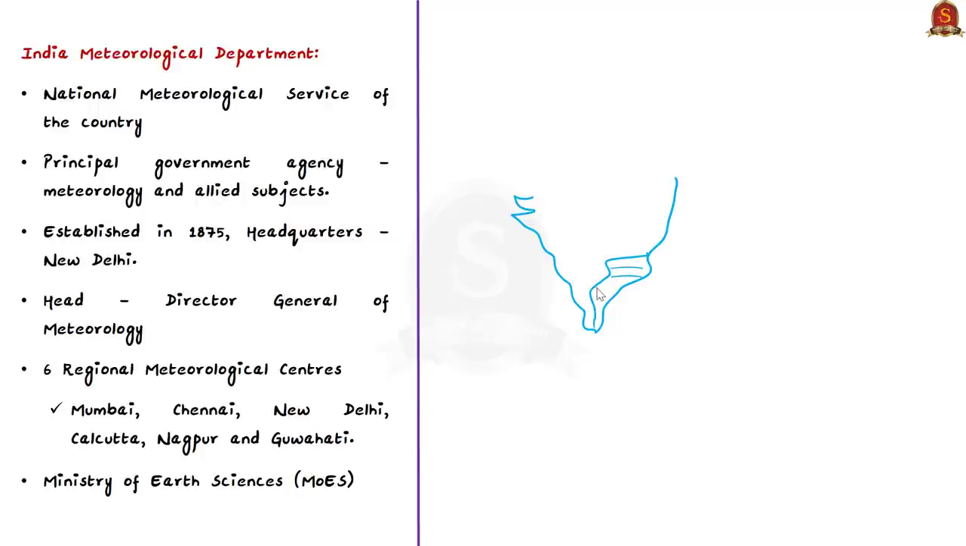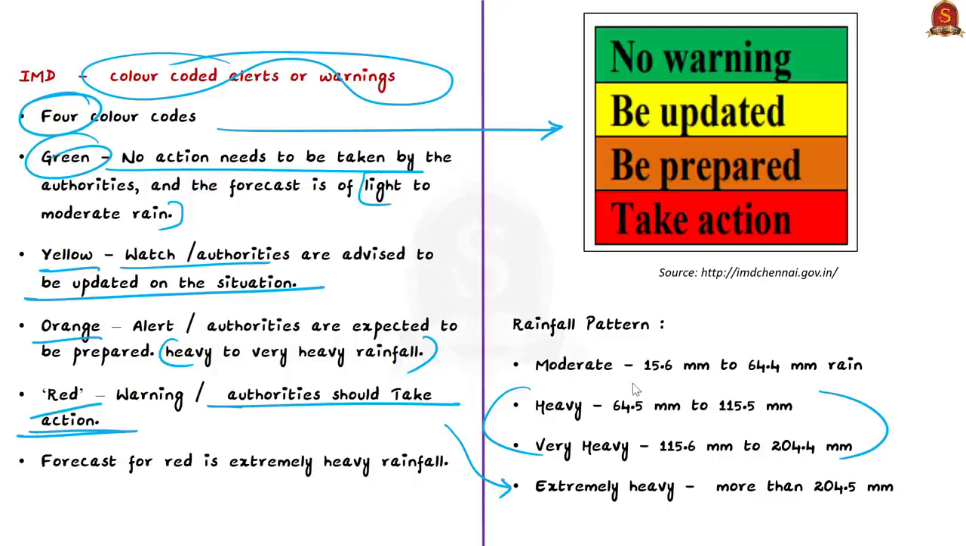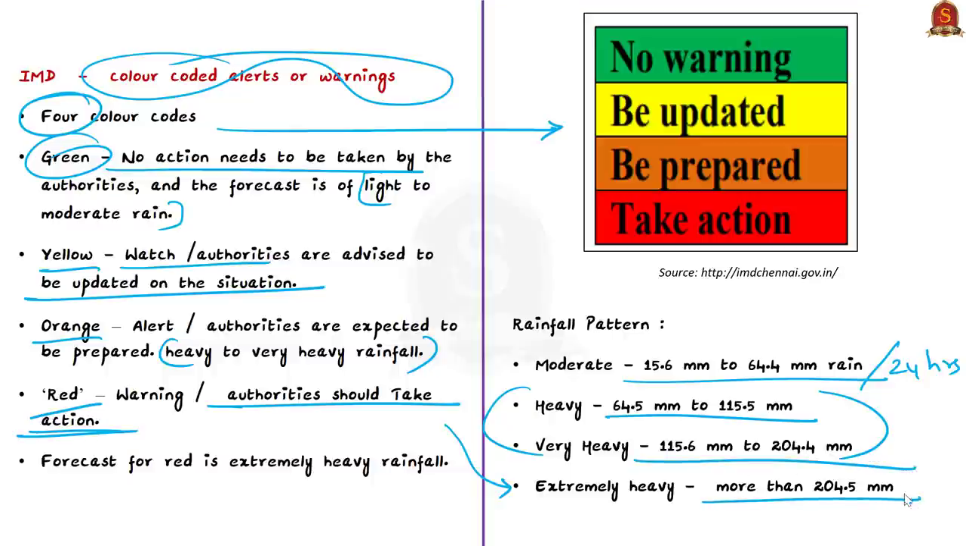And according to IMD, 15.6 mm to 64.4 mm rain in 24 hours is considered as moderate. Then 64.5 mm to 115.5 mm is considered as heavy rainfall. Then 115.6 mm to 204.4 mm is considered as very heavy in 24 hours. Then more than 204.5 mm in 24 hours is considered as extremely heavy rainfall.